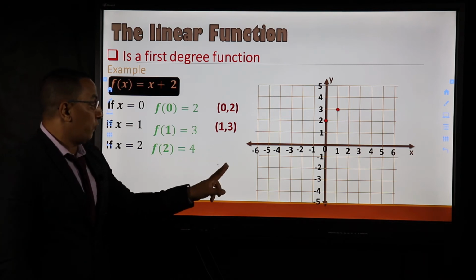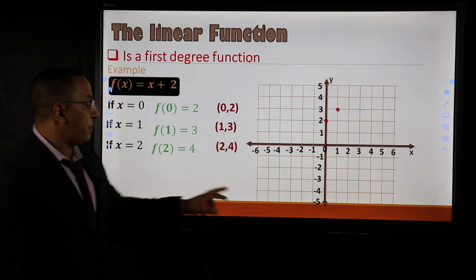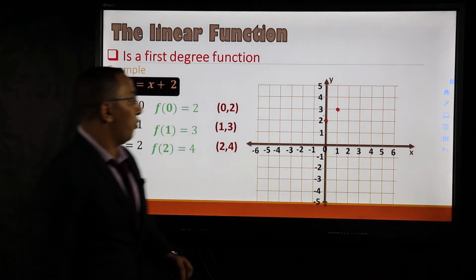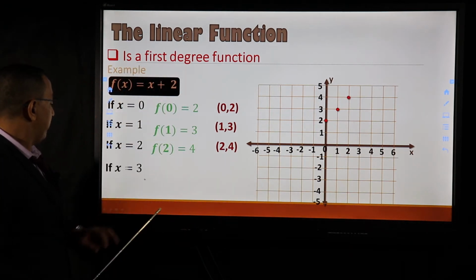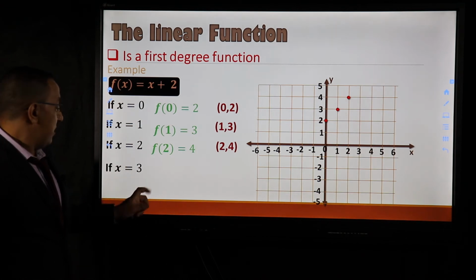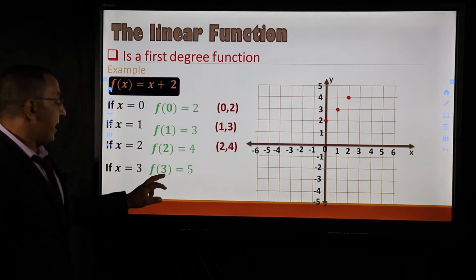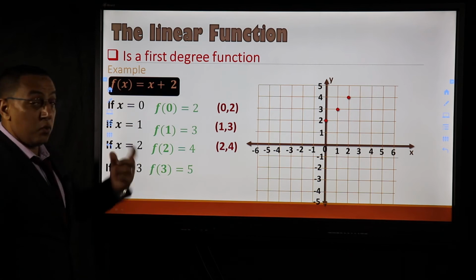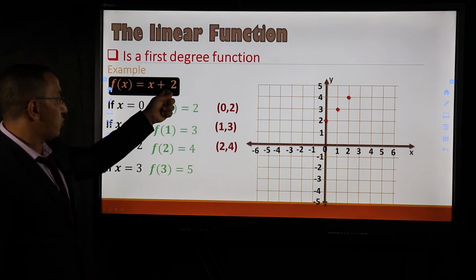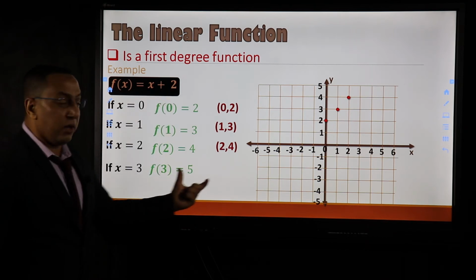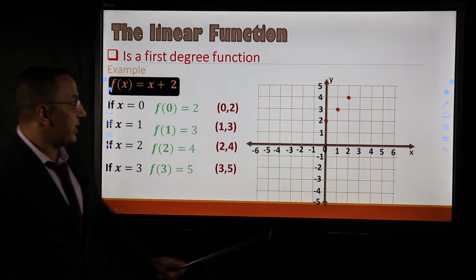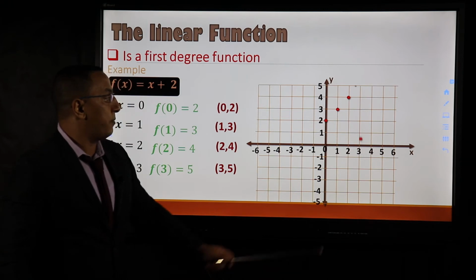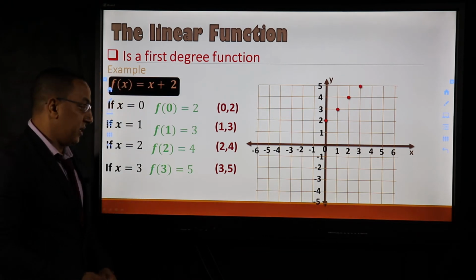So it will be 2 and 4 like this, and represented here 2 and 4, as you see. And if x equals 3, so f of 3 equals 5. Why 5? Because 3 plus 2 equals 5, represented by the ordered pair 3 and 5, and represented here in this position as we see.